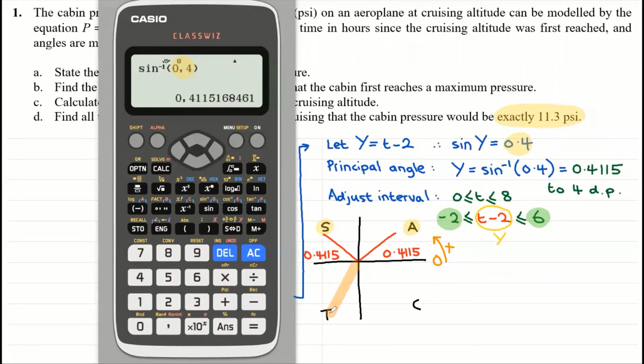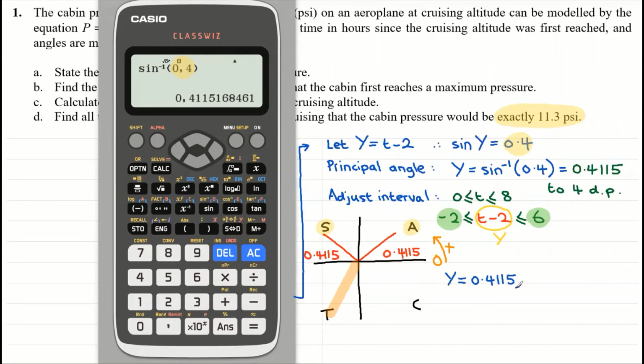Okay, that would be negative 2. So we're not really interested in that. The first angle we're going to get to is 0.4115. Okay, so we'll just go around and we'll get all the answers we possibly can. So the first one will be 0.4115. Okay, and we have to go around all the way around to 6.